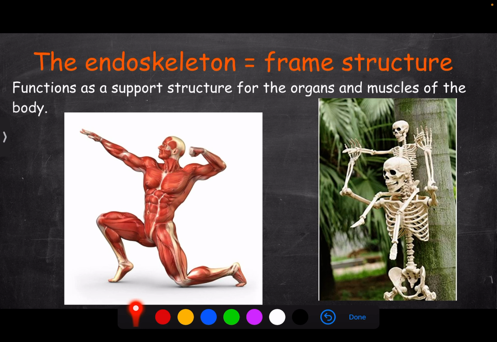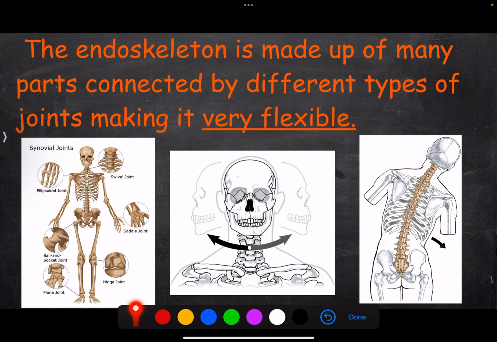And it's really how this man, or this image here of the man flexing, is allowed to do so, because the skeleton enables his muscles to rest on the skeletal structure and strike the pose he is striking in this image here. All right, so the endoskeleton is made up of many parts connected by different types of joints.